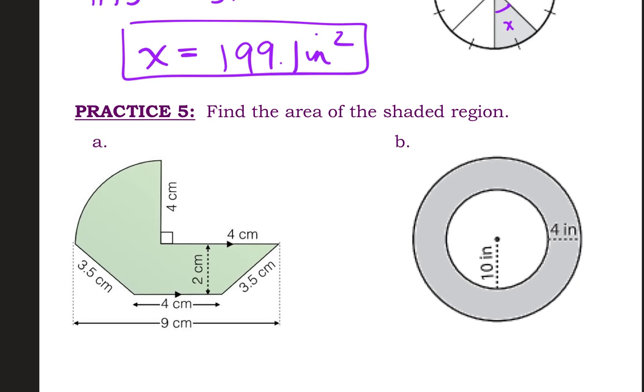All right, it says find the area of the shaded region. Break it up into the least amount of shapes. Least amount of shapes. What would y'all recommend I break that first one into?